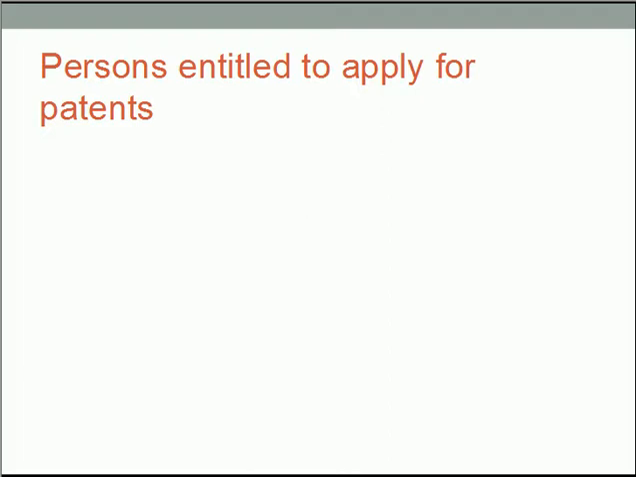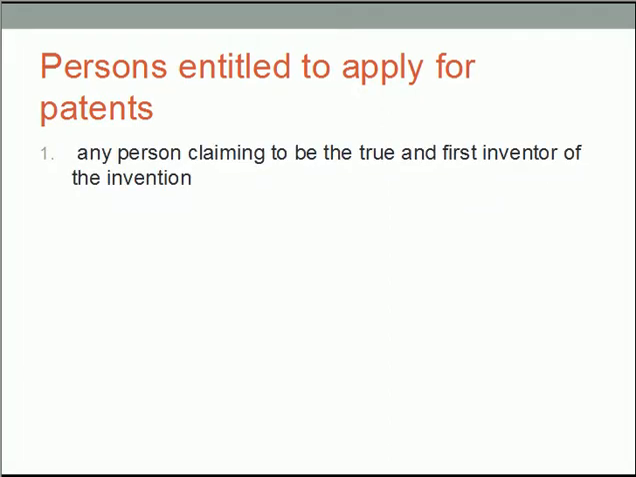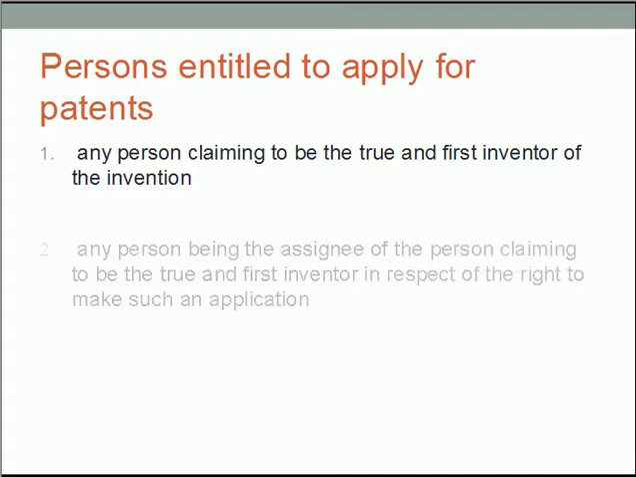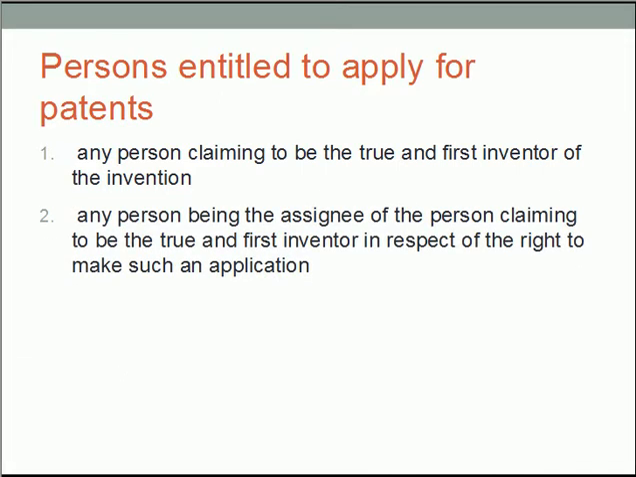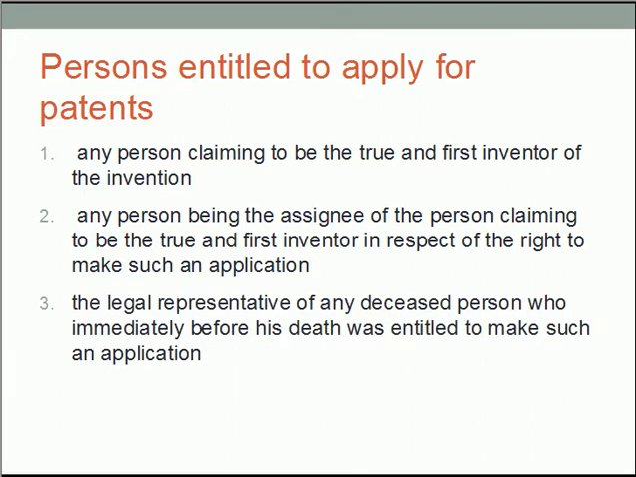Who all are entitled to apply for patents? First category is any person claiming to be the true and first inventor of the invention. Second, any person being the assignee of the person claiming to be the true and first inventor in respect of the right to make such an application. And the third, the legal representative of any deceased person who immediately before his death was entitled to make such an application.